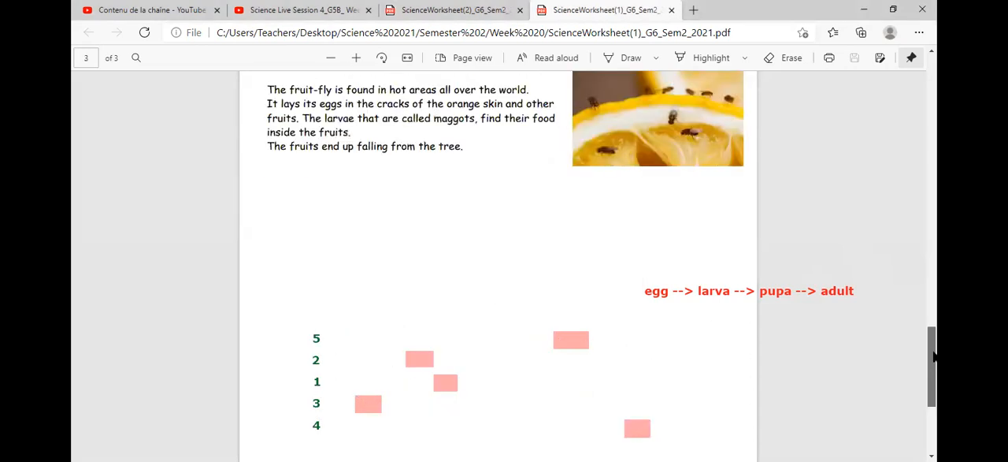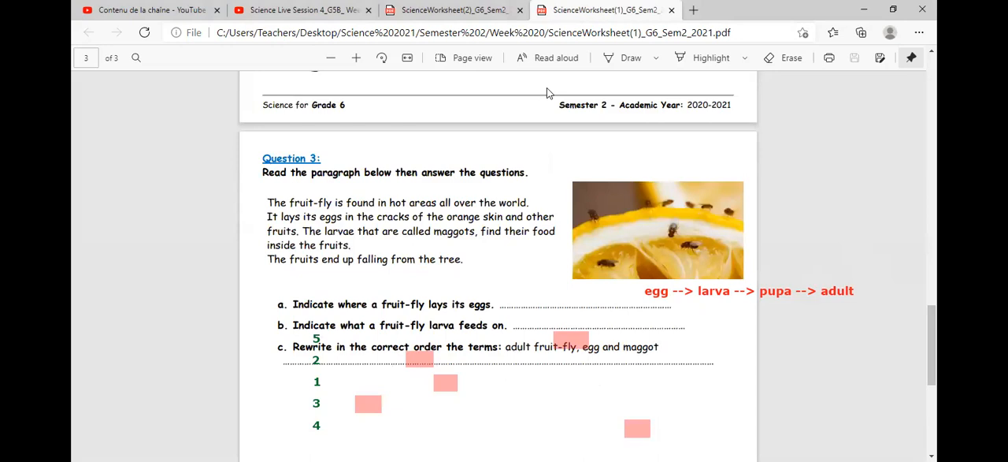Last question, we're talking about the fruit fly. The fruit fly is found in hot areas all over the world. It lays its eggs in the cracks of the orange skin and other fruits. The larvae that are called maggots find their food inside the fruits. The fruits end up falling from the tree. Where does a fruit fly lay its eggs?